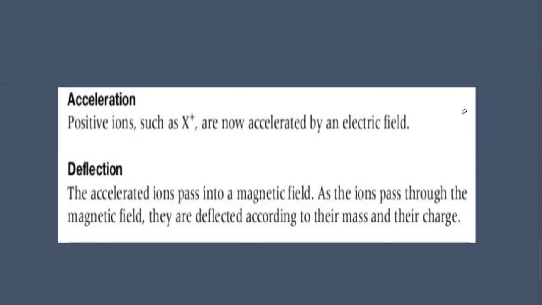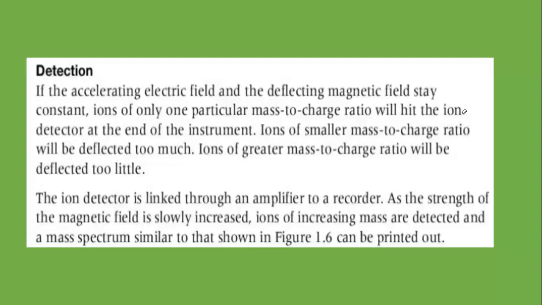That is where we have the magnetic field. The north and south poles of the magnet are there to cause deflection. So the accelerated ions pass into a magnetic field. As the ions pass through the magnetic field, they are deflected according to their mass. The lighter ones are most deflected, and the heavier ones are least deflected.